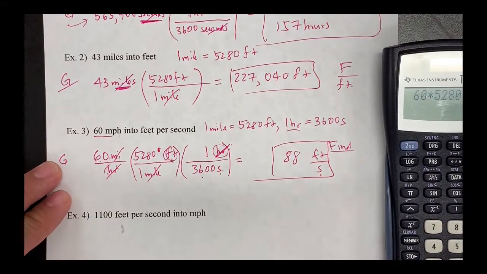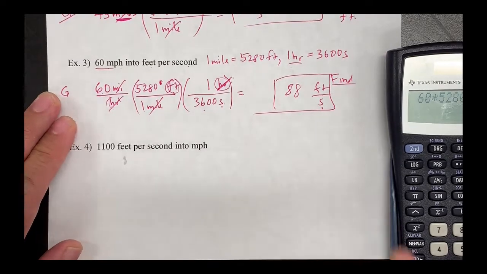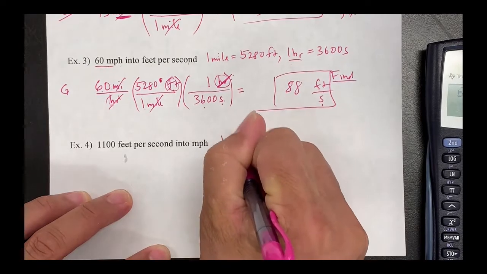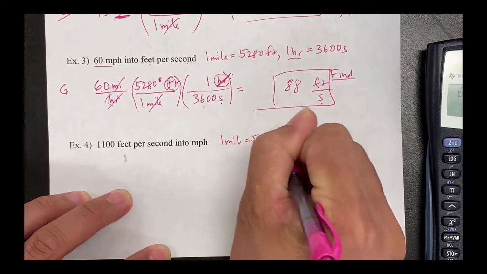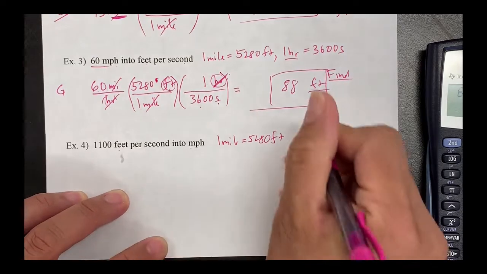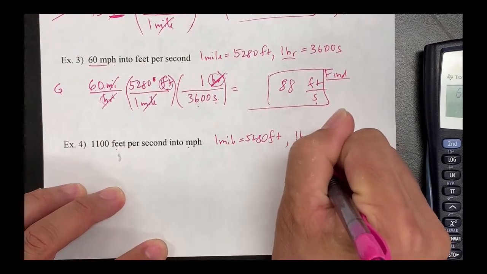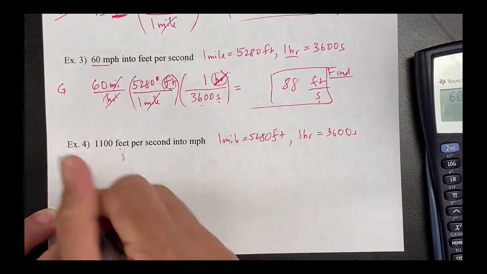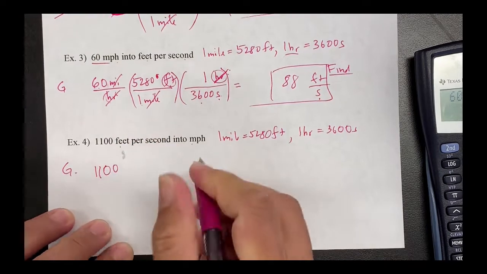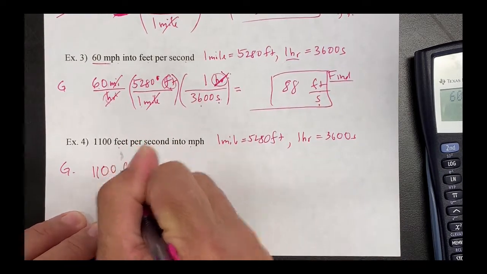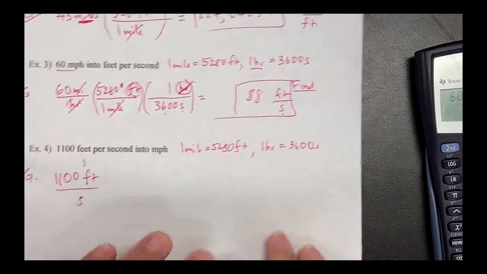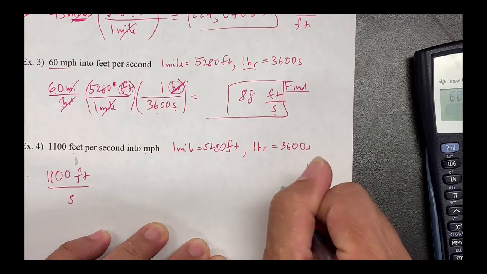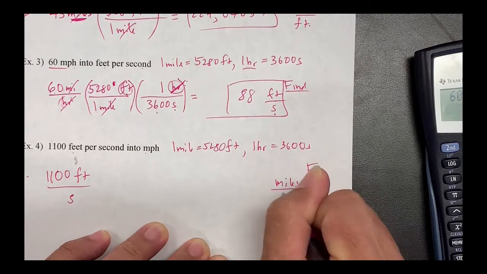Now let's go backwards. And going backwards, it's asking me feet per second into miles per hour. I use the same conversions again. 1 mile equals 5,280 feet. That's going to allow me to get from feet to miles. And then 1 hour equals 3,600 seconds. And so my given in this case will be 1,100 feet. And again, I want to put all divided by seconds. That's what I'm given. What I'm trying to find, I put over here. That's going to be miles per hour.